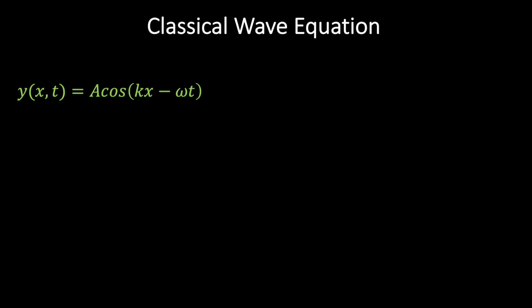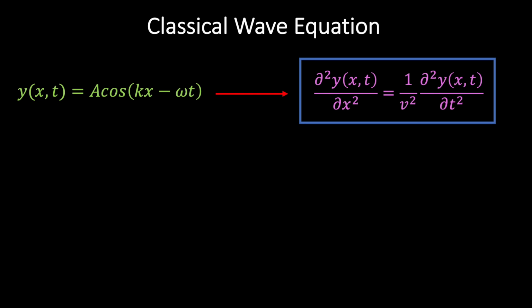Now, this displacement function is a solution to a general wave equation which takes the following form. It's worth noting that this equation involves partial derivatives, which are represented by the curly d symbol. In the wave equation, the displacement function y is a function of two variables, x and t, and so it's appropriate to use the partial derivative symbol when differentiating with respect to one of the variables.